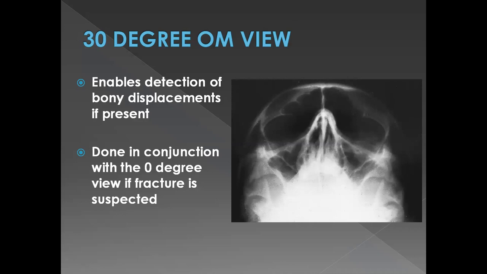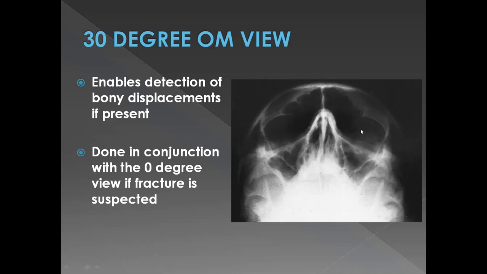Well, it enables the detection of bony displacement if present, especially if it is done in conjunction with a 0-degree view. So if you've done a 0-degree view and you are not sure if there is a fracture there or not, we usually order a second X-ray, which is this 30-degree OM view. So this can help tell you if a fracture is present or not, and if the fracture which was present in the 0-degree view is displaced or not. That you can tell by the 30-degree OM view. So 0 and 30-degree views are usually done in conjunction with each other.